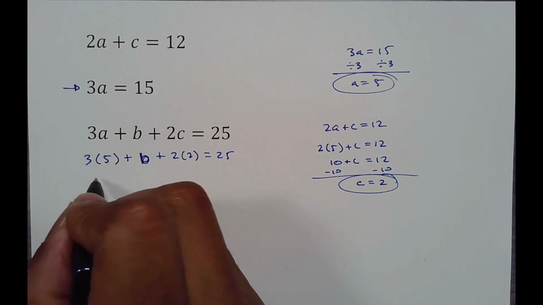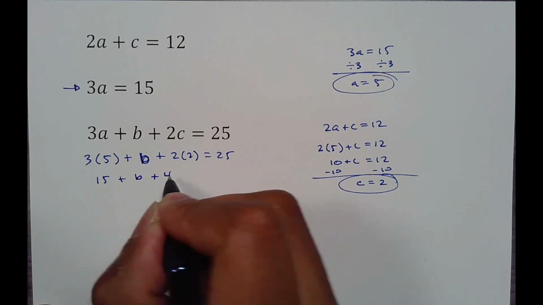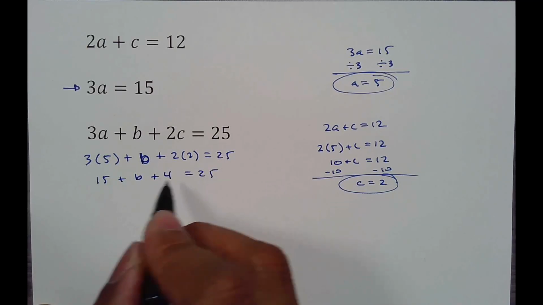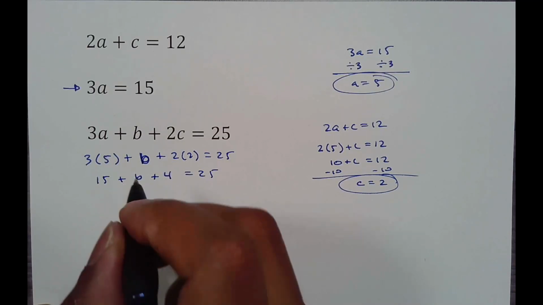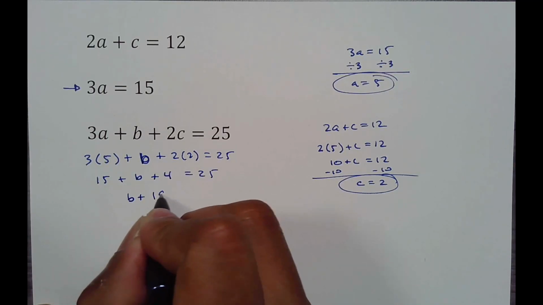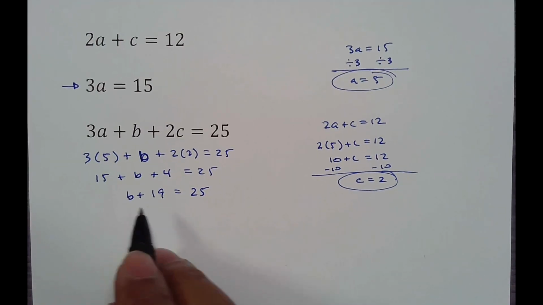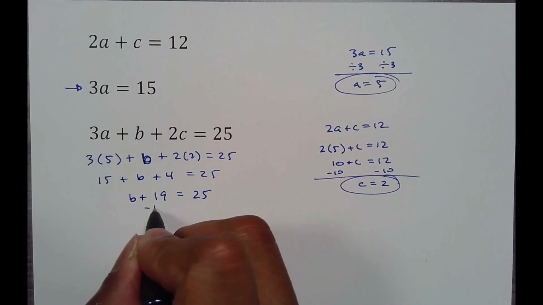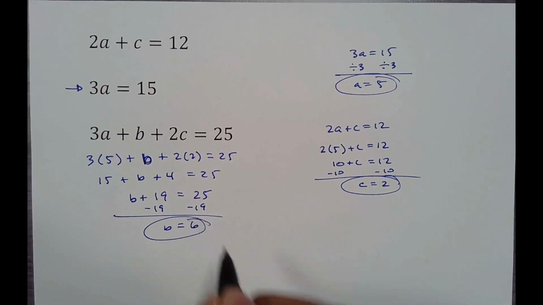This doesn't look right, so we'll turn that into 15. This doesn't look right, so we'll turn that into 4. Again, there's a lot going on, so what we can do, because these two numbers actually exist, is we can put those two numbers together. 15 and 4 turn into 19. Again, just kind of simplifying. And now we can do it. If we added 19 to get to 25, then let's subtract 19 from both sides to get b is equal to 6, and those are my 3 answers.